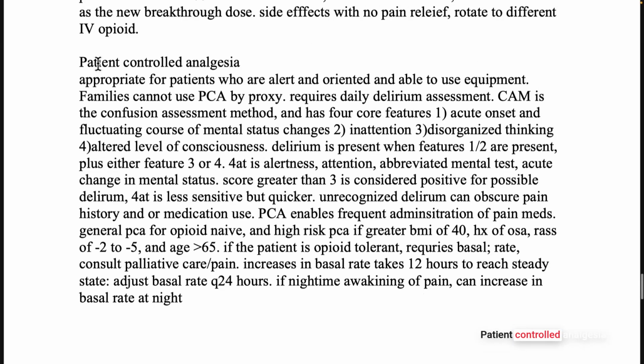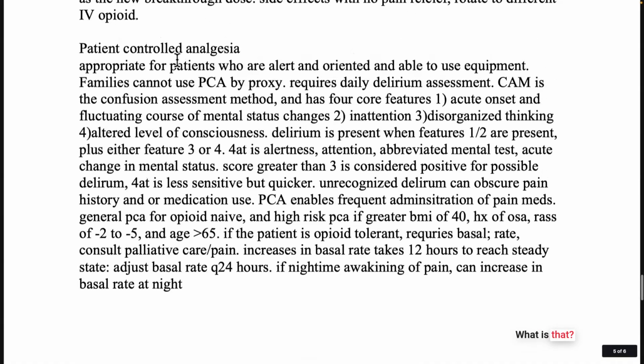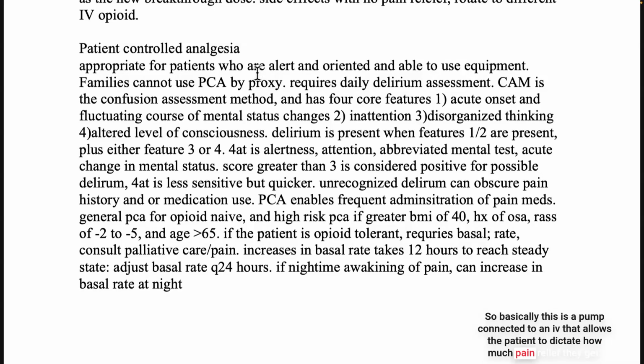All right, patient controlled analgesia. What is that? So basically this is a pump connected to an IV that allows the patient to dictate how much pain relief they get. Another thing to remember is families cannot use PCA by proxy. So if a patient is unconscious and they have a PCA that's connected, the family cannot give the opioids. That's just a liability issue. But another thing is patient-controlled analgesia requires a daily delirium assessment.